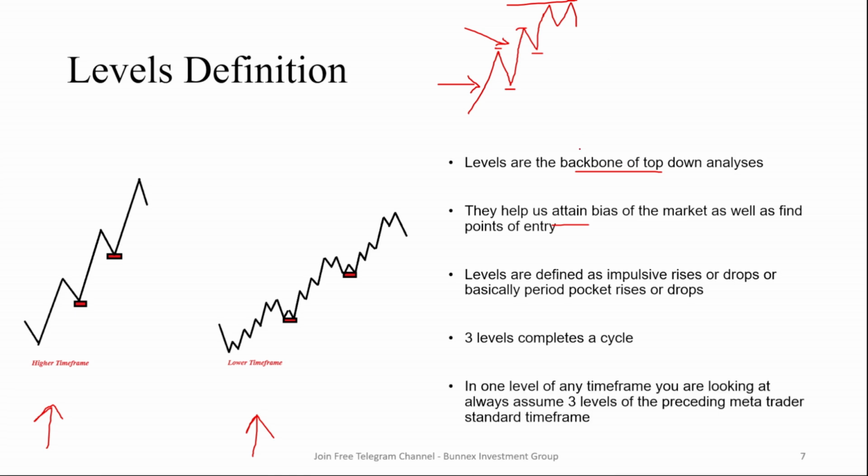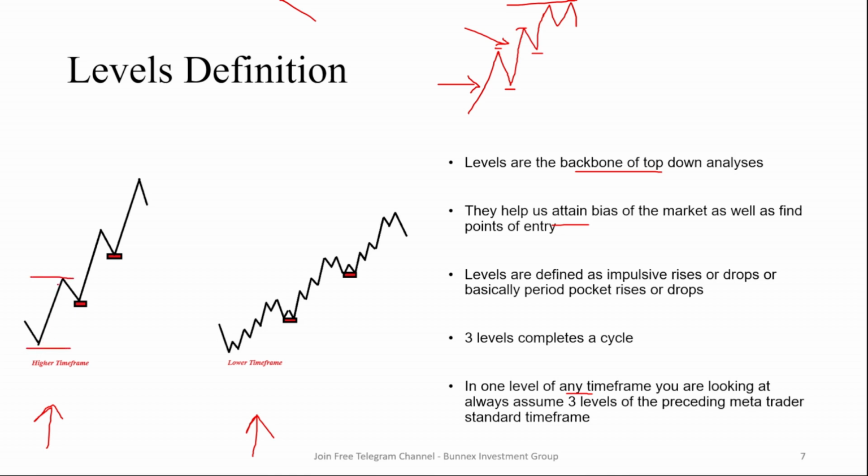Like what I've said earlier, in one level of any time frame you are looking at right now, always assume three levels of the preceding time frame. We are talking about the preceding MetaTrader standard time frames, not time frames like H3 or H2. The standard ones are M5, M15, M30, H1, H4, daily, weekly, monthly, like that.